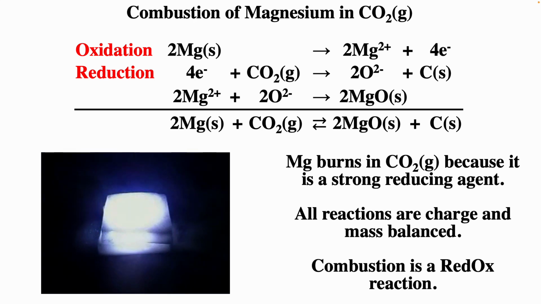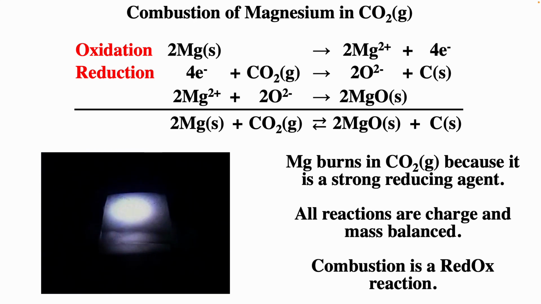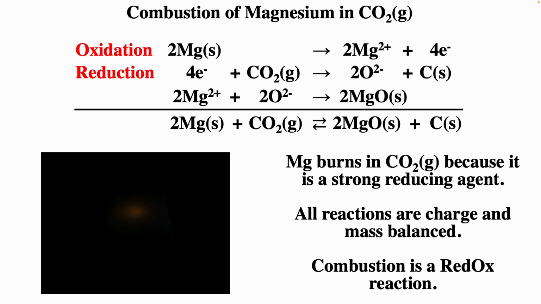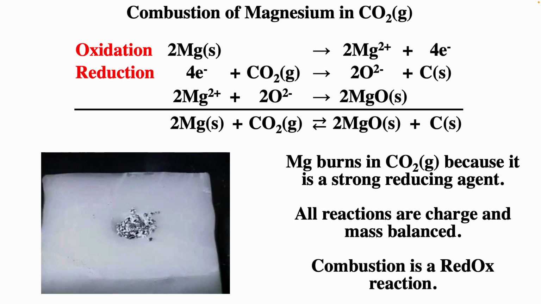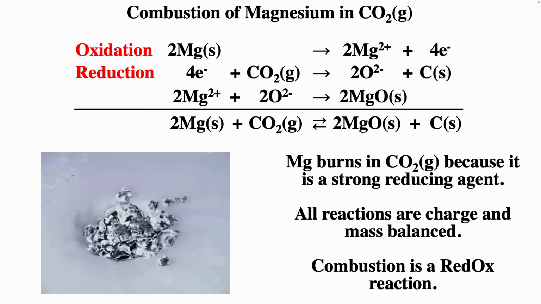And so hopefully you're aware that fire extinguishers come in different types, and they can only be used for certain things. You cannot use a carbon dioxide fire extinguisher for a magnesium fire. And so again, combustion is just a redox reaction. The reaction products are white magnesium oxide and black carbon.